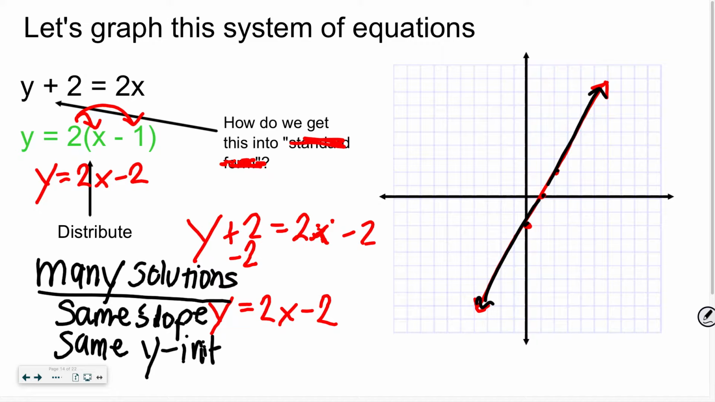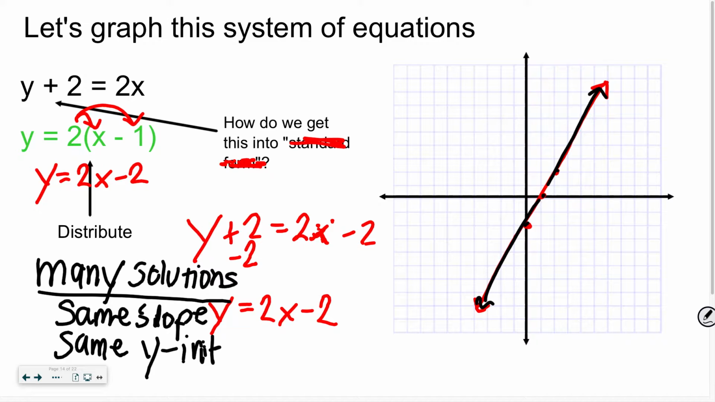Infinitely many solutions. I have a question about that. Would it also be all real numbers, or is that a different term? It's not all real numbers. Okay. Because for that, the coordinate 5, 0 is not a solution. Okay. Because 5, 0 is not on either one of those lines.